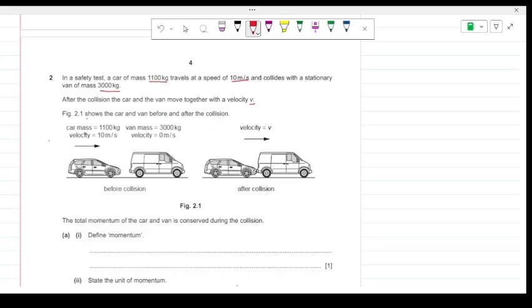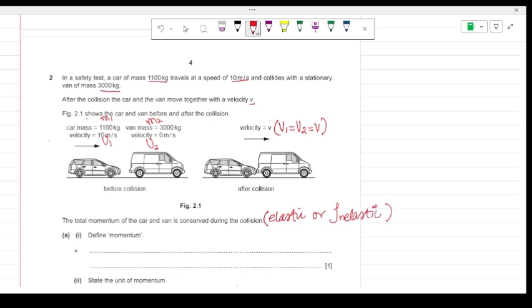So we can write the mass of the car as m1 and the velocity of the car as u1, and the van's mass can be written as m2, and its velocity as u2. After the collision, the two objects are attached to each other and they have a common velocity, so we can write v1 and v2 equal to v. So the total momentum of the car and the van is conserved during the collision. As we know, in both elastic and inelastic collisions, momentum will remain conserved.